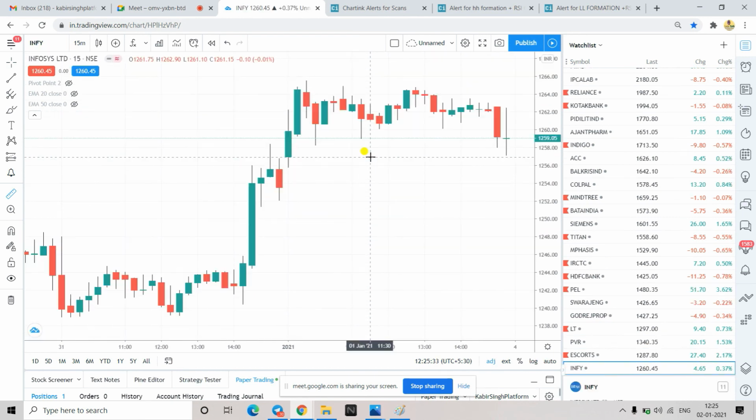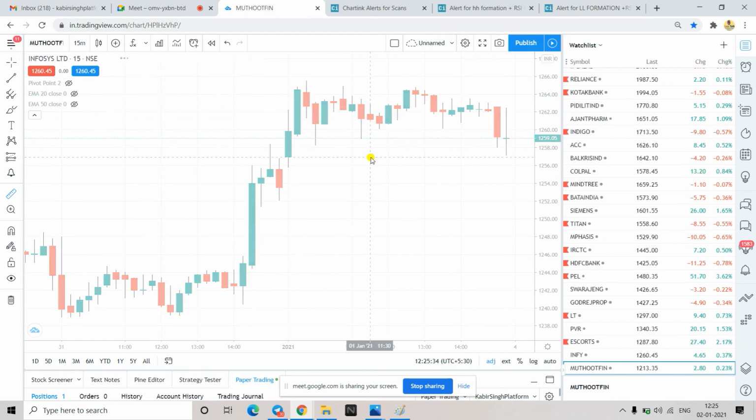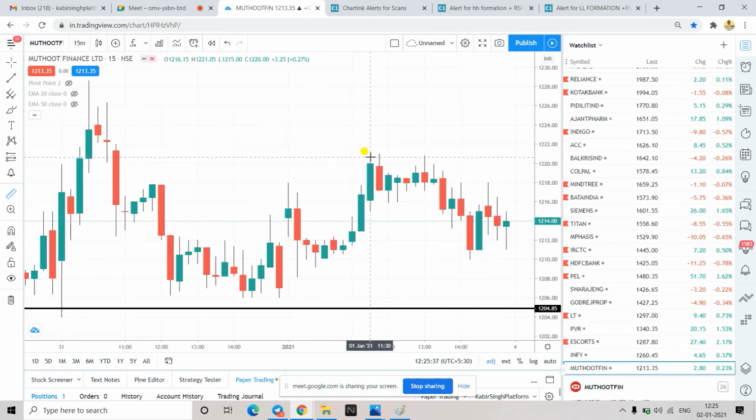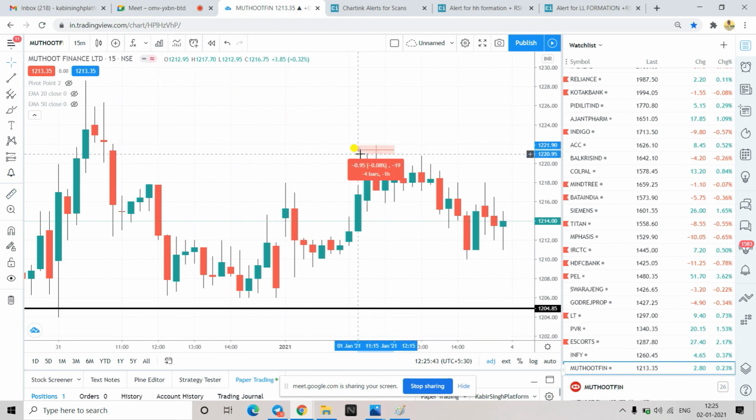So the max target we need to look for is 0.5%. No, no, no. First target is 0.5%. Second target should be 1%. Okay. First target should be 0.5.